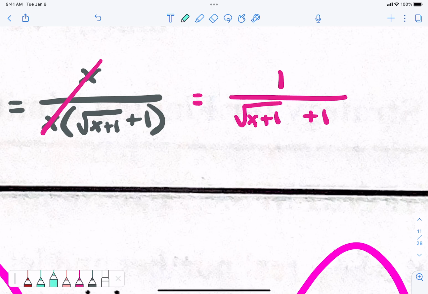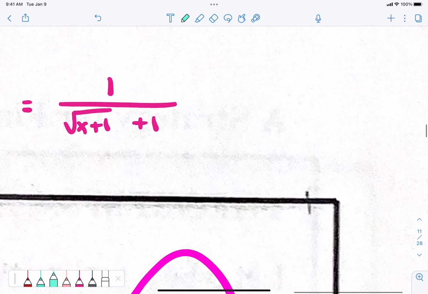Will these two 1s cancel? No. How come? They're connected. This is trapped with a plus sign. So this is all the simplification that we can do, right? And now we have to evaluate the limit.